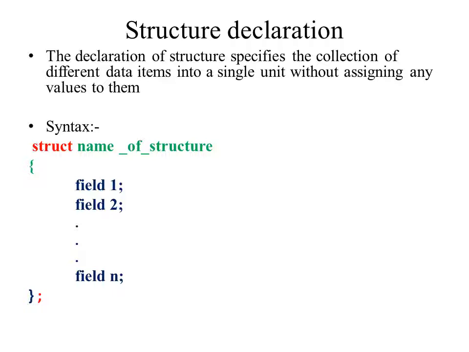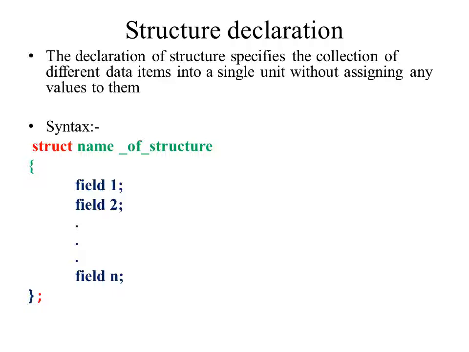Then within a pair of curly brackets, we have to mention the different data variables. So it is indicated with field 1, field 2, field n, and so on. These are a mixture of different data variables. Another thing we have to remember here is that every structure is terminated with a semicolon.